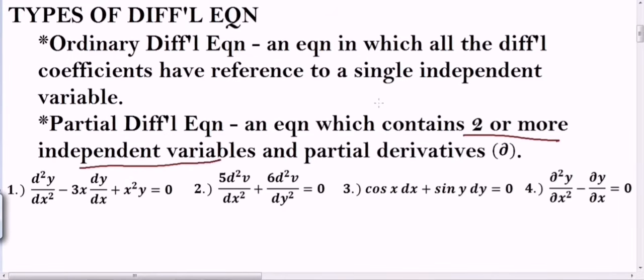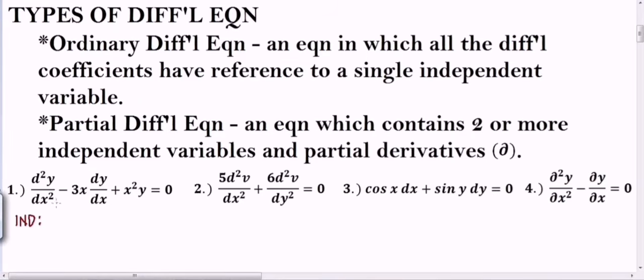So, pag meron ka ng dalawa or mas higit pa sa dalawa na independent variable, that is called partial differential equation. At the same time, kapag nakakita kayo na ganitong symbol sa differential equation, ang tawag dun guys is partial differential equation. Okay? Now, let us identify these differential equations, whether it is an ordinary or partial differential equation. Let us have this one, number 1. So, d squared y all over dx squared minus 3x dy over dx plus x squared y is equal to 0. Now, ang gagawin nyo, identify nyo yung independent niya.